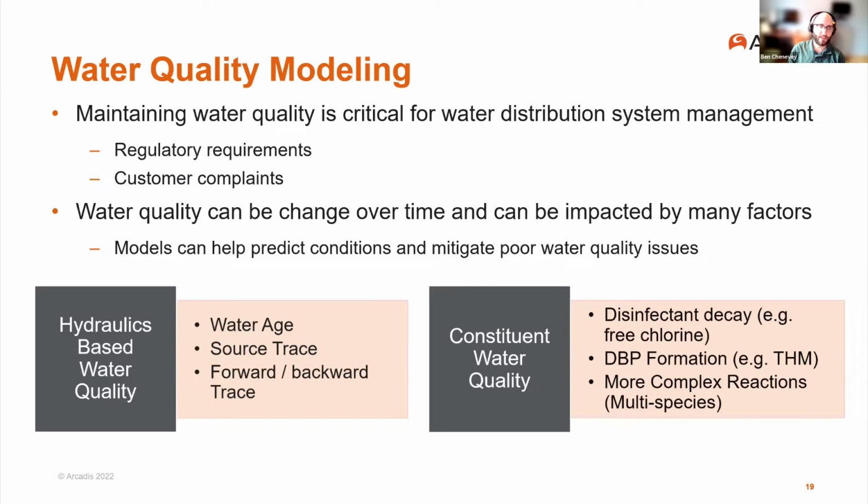And once we have that representation, it can be a critical component of predicting what's going to happen out in the system and mitigating some of those poor water quality issues or improving on those water quality issues. And then I think in general, MSX is a really powerful tool. Like I said, it's a little bit more complex, but it's a really powerful tool to have in your toolbox and combine with things like water age and source traces and getting the full representation or a better representation of chlorine decay and DBP formation out in the system.